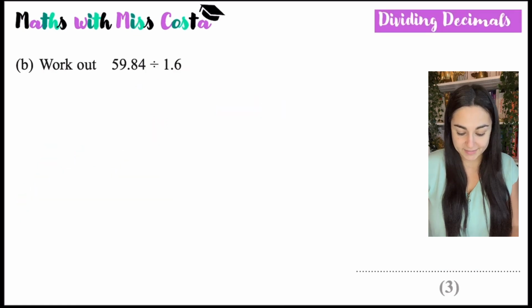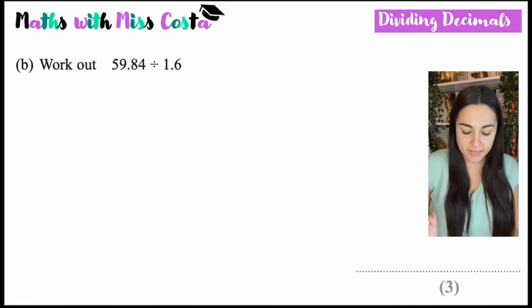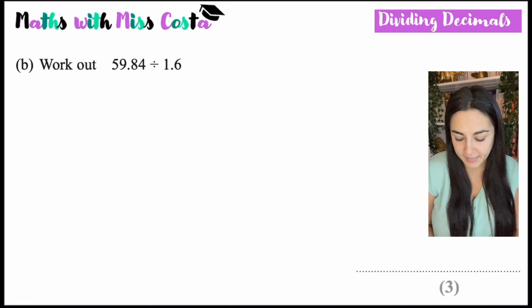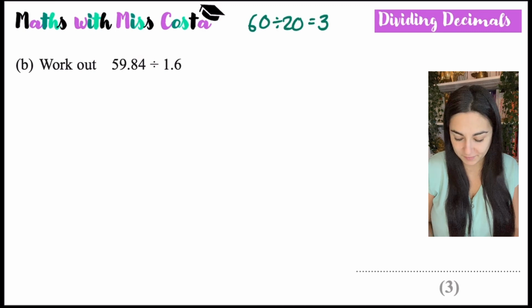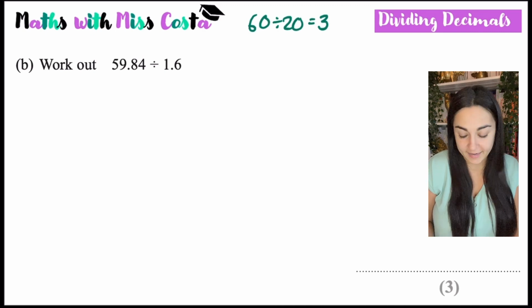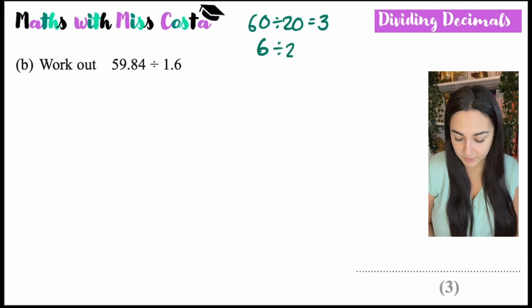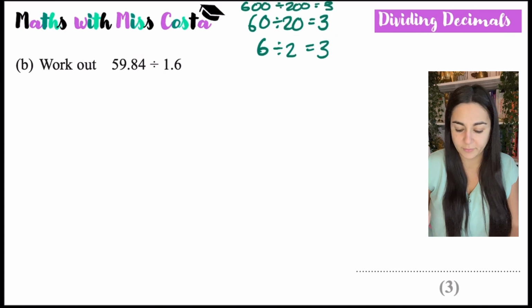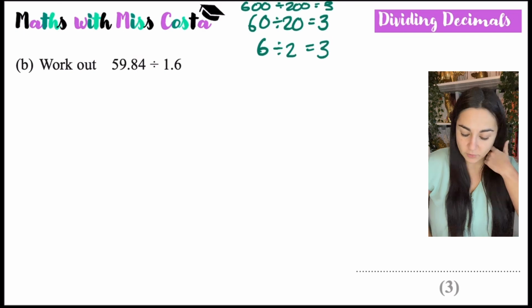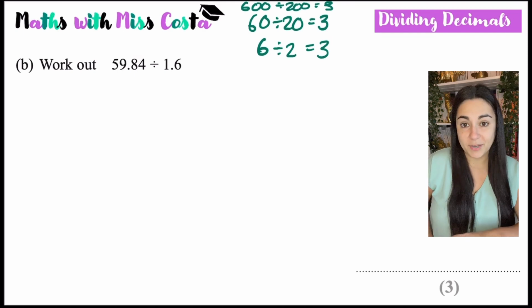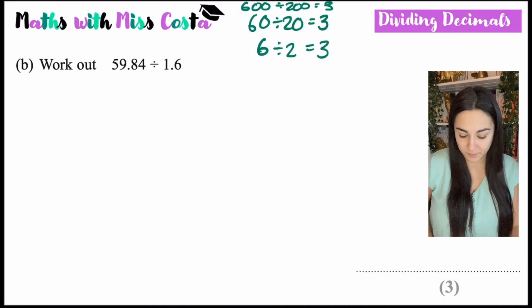Now, the next question is dividing decimals, and this is a little bit trickier. So let's just have a think about what happens in general. Let's say I had 60 divided by 20. What's the answer? 3. 3 lots of 20 fit into 60. If I divided both parts of that calculation by 10, I've got 6 divided by 2. The answer is also 3. If I had, let's say, 600 divided by 200, the answer is always 3. So with dividing decimals, as long as you multiply each part of the calculation by the same power of 10, your answer will be the same.